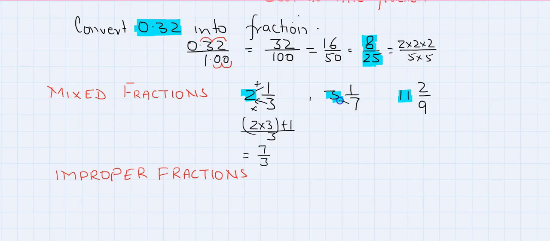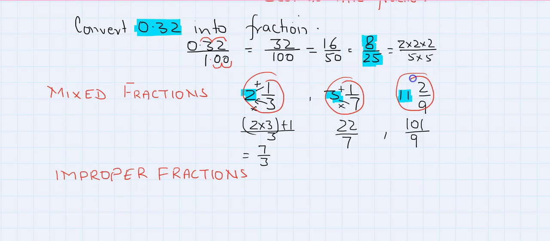In the same way, we multiply this number and we add this. 7 times 3 is 21, plus 1, it will be 22 over 7. 9 times 11 is 99, plus 2, that is 101 over 9. So numbers of this form are called mixed fractions.